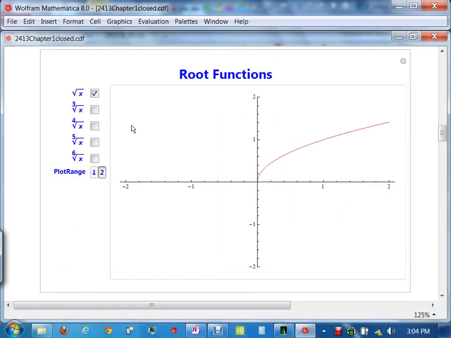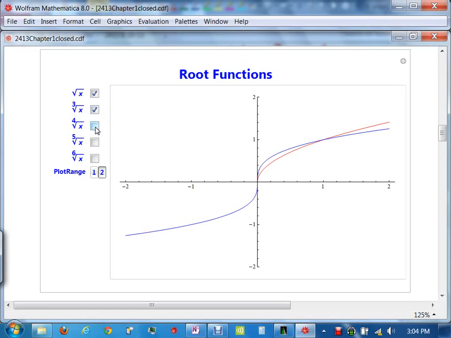Root functions. That's square root of x. Right, that's the function, square root of x. Kind of looks like a parabola. It's been laid on its side, cut in half. How about cube root? What's going to be different when I put cube root in here? I'll have negative values because you can take cube roots of negative numbers, right? So it's going to look like that.